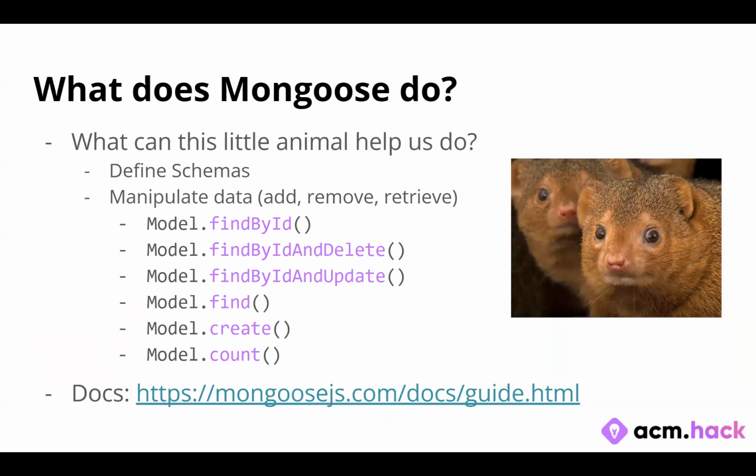What can this little animal help us do? First of all, it helps us define our schemas. Like Brooke mentioned, just like the headers of the spreadsheet, we're able to define our schemas. And then it's also able to manipulate data, meaning it can add, remove, and retrieve a lot of our data. How does it do that? By providing us with multiple functions, such as findById, find, or create. These are all functions that we're going to explore later on, but this is just a good preface into what kind of functionality Mongoose can help us with.